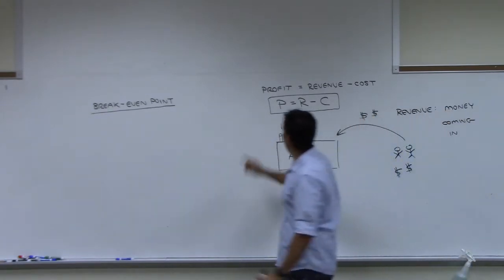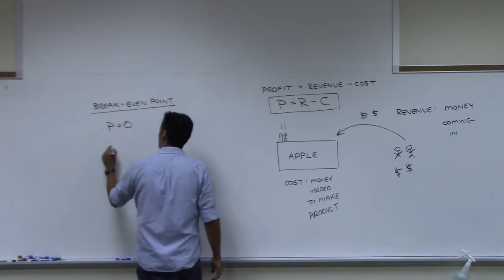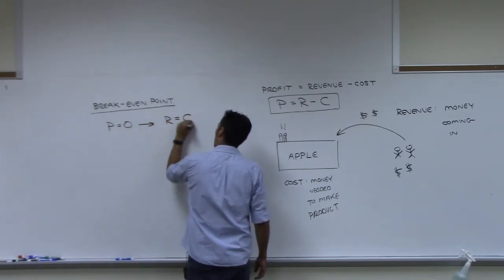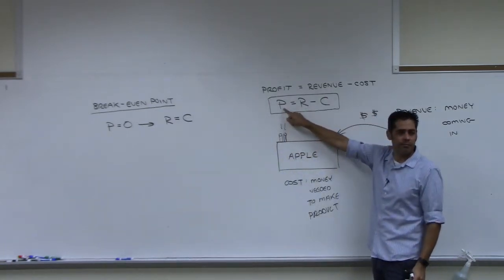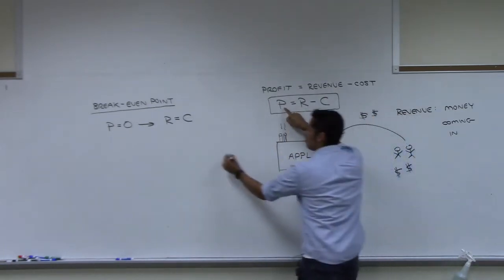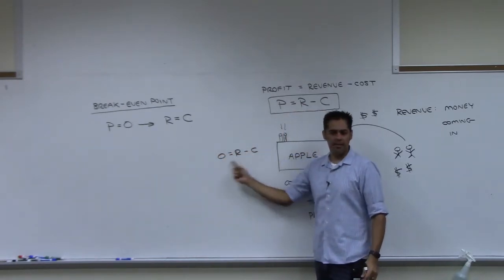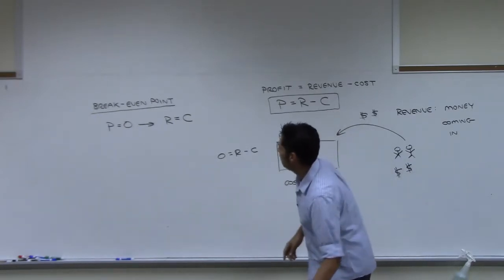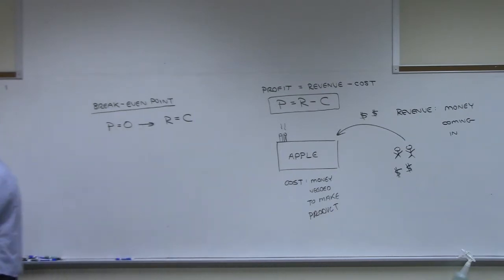So the break-even point is when profit equals 0. In other words, when revenue equals cost. Do y'all see that if I turn that into a 0, then add C to both sides, I get revenue and cost are equal? Okay, so that's our break-even point. Revenue equals costs.